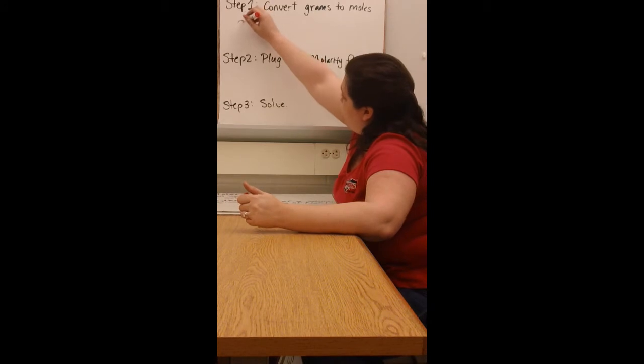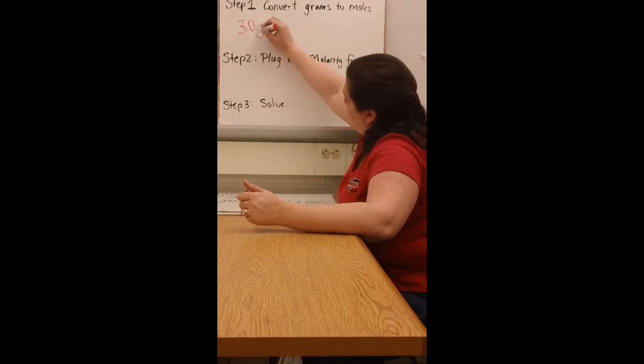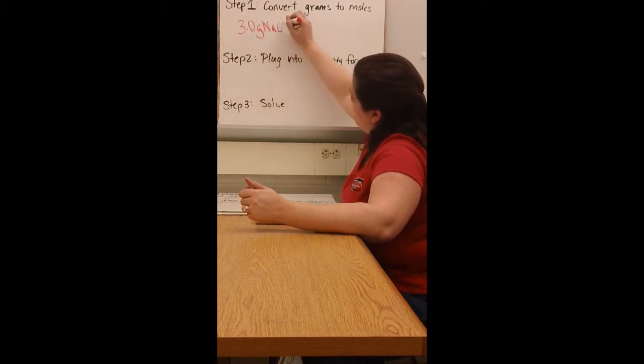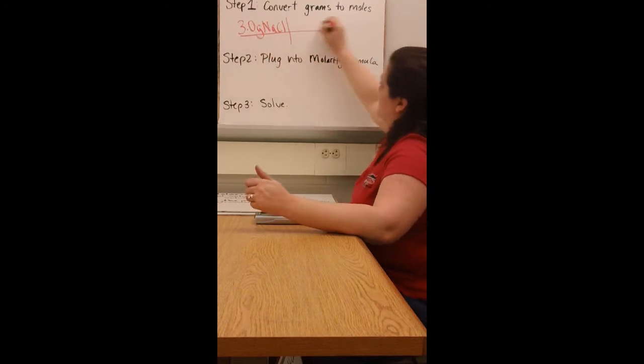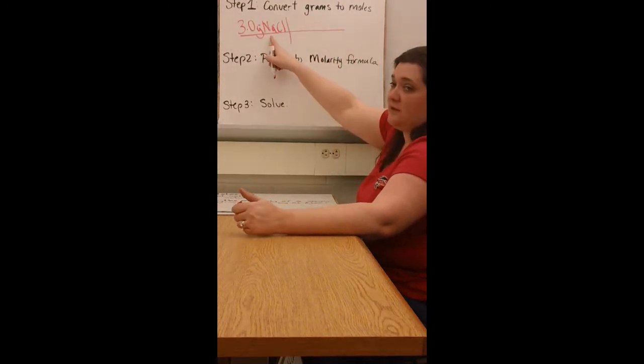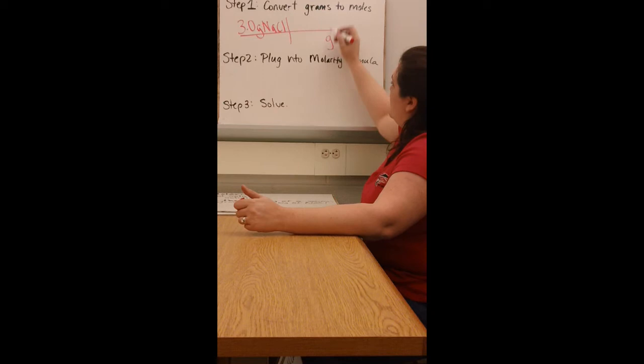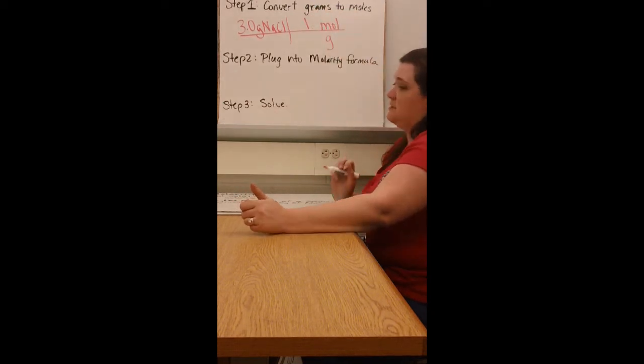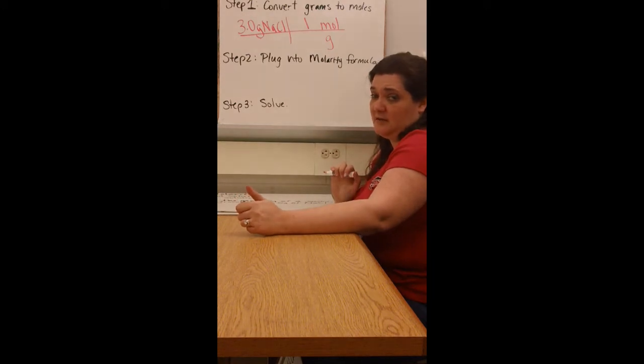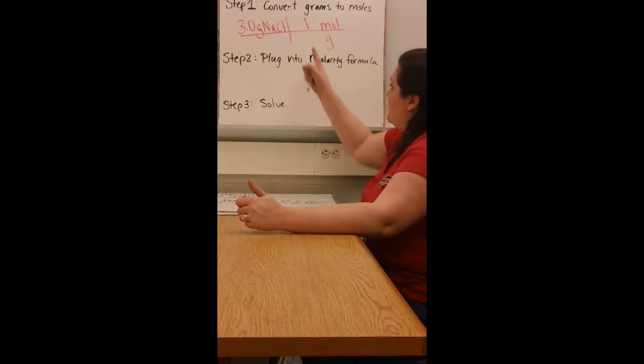So if we have 3 grams sodium chloride, to convert that to moles, we want to get rid of grams, so they'll go on the bottom, and moles will go on top. We know that the molar mass is for 1 mole of any substance. So we calculate the mass from the periodic table.